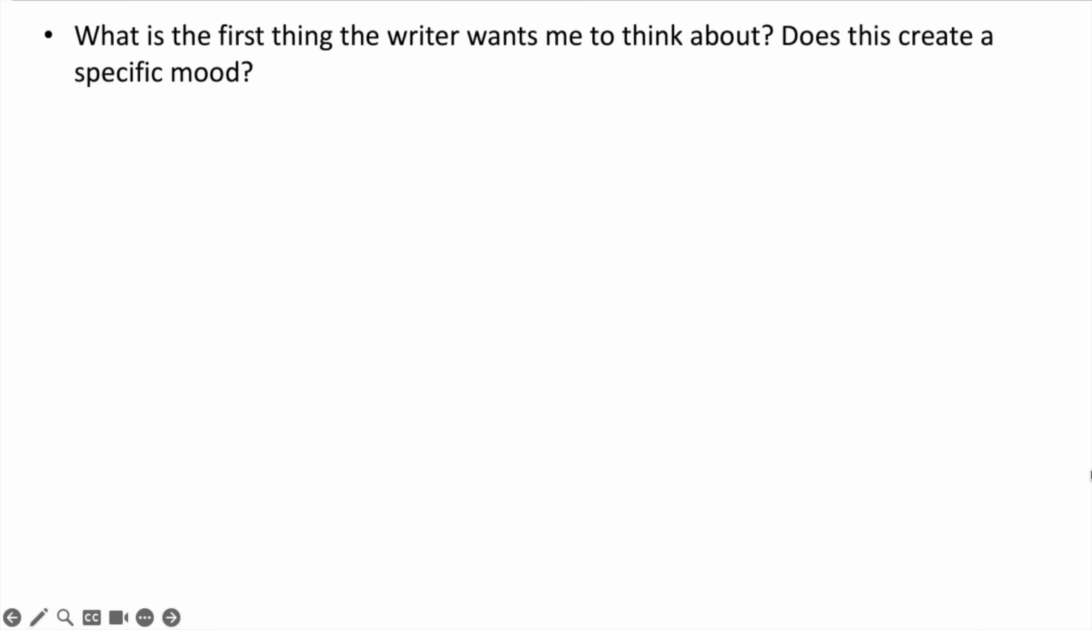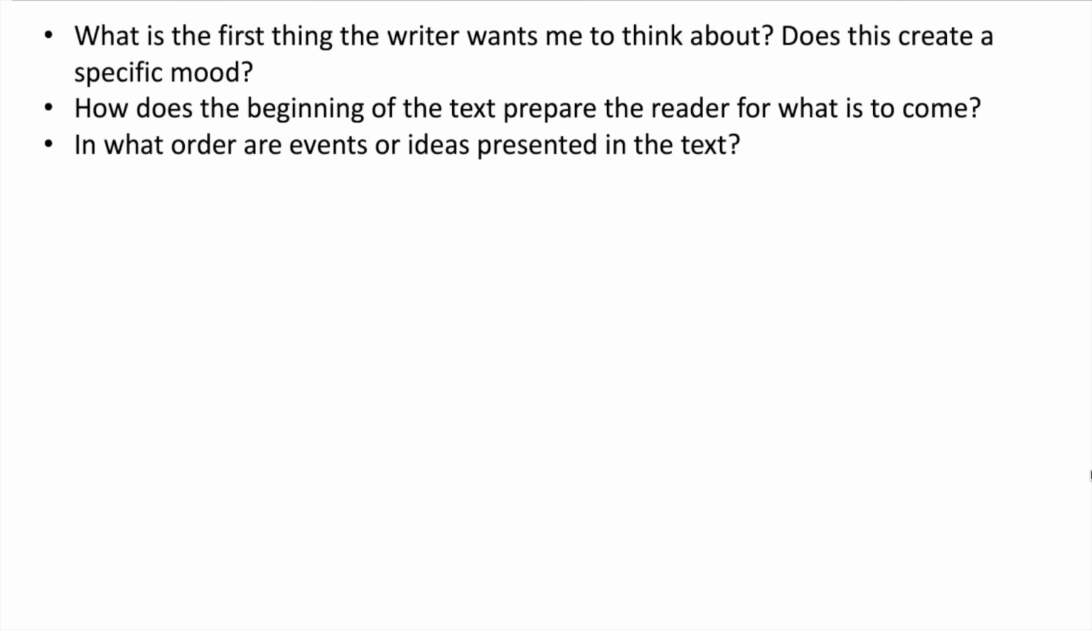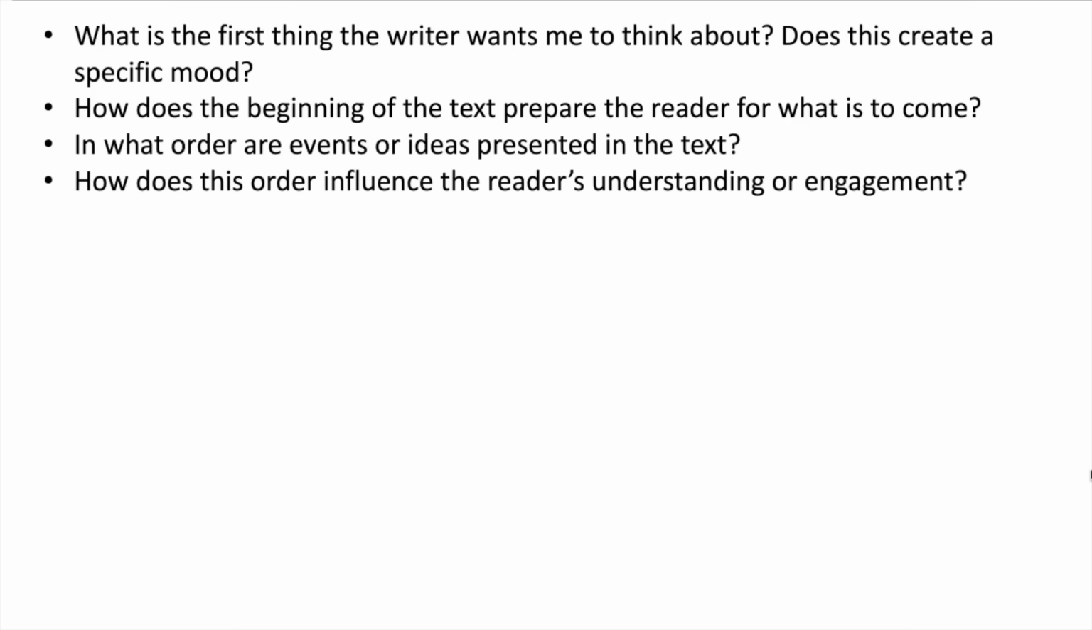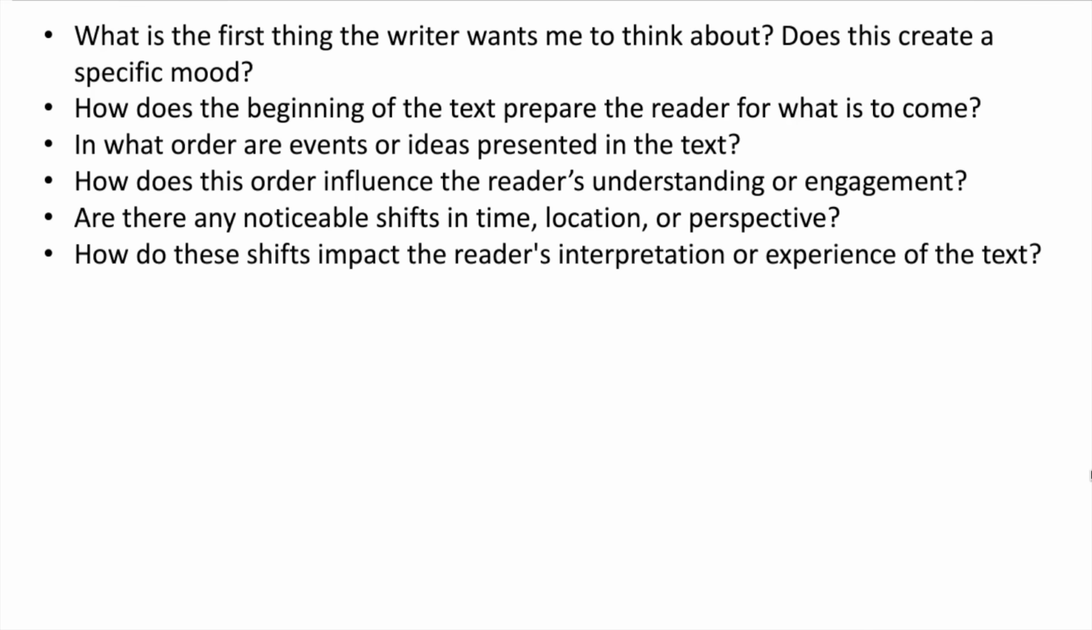Another idea is to have a set of questions you consider as you read the extract, and these might be something like this. What is the first thing the writer wants me to think about? Does this create a specific mood? How does the beginning of the text prepare the reader for what is to come? In what order are events or ideas presented in the text, and why? How does that order influence the reader's understanding or engagement? Are there any noticeable shifts in time, location, or perspective? How do these shifts impact the reader's interpretation or experience of the text?